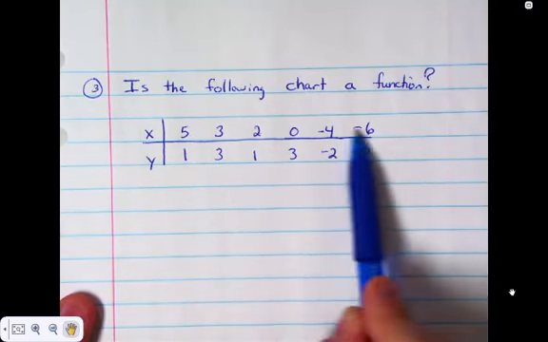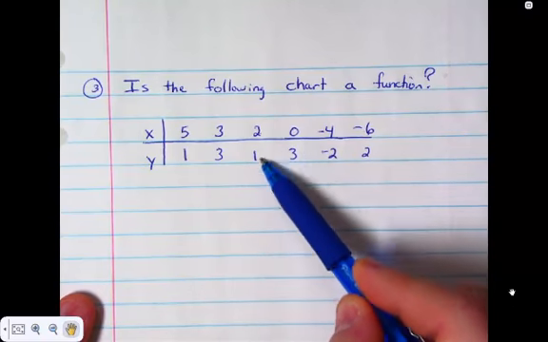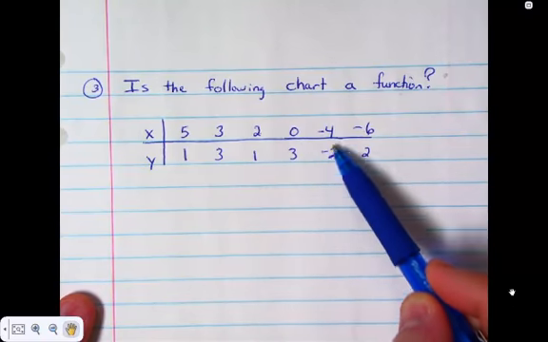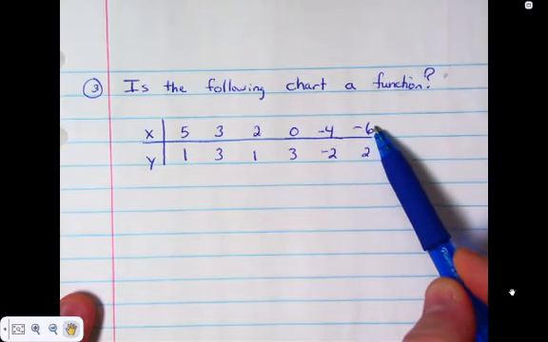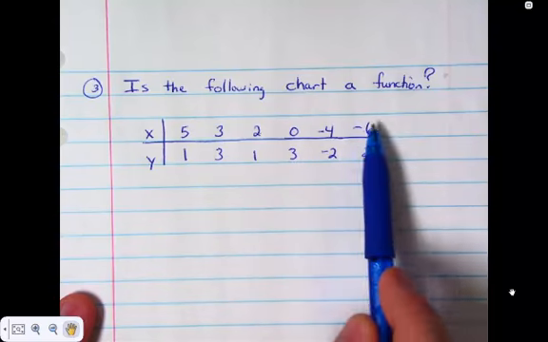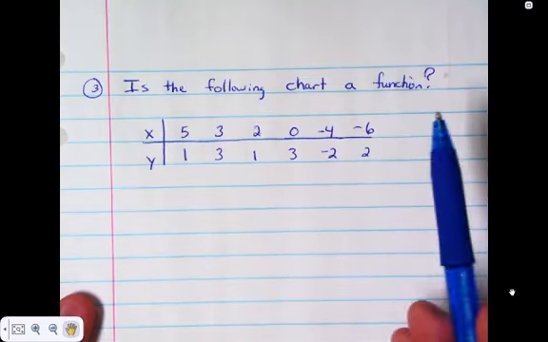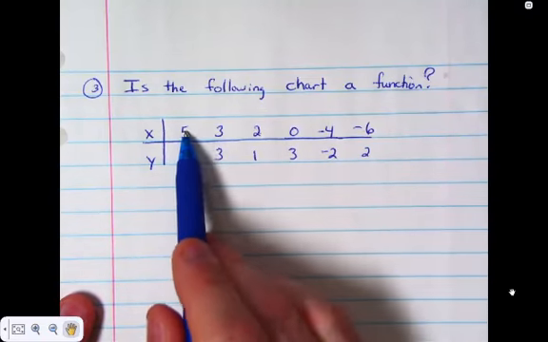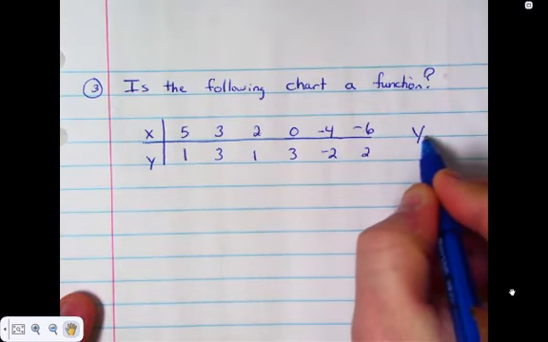So we don't have any repeats. 5 matches up with 1. 3 matches 3, 2 matches 1, 0 to 3, -4 to -2, and -6 to 2. Now, even though we have some y's that are repeated, we're only looking to see if the x's are repeated and if one has an extra y with it. So because the x's each only have one single y they match with, this is a function.